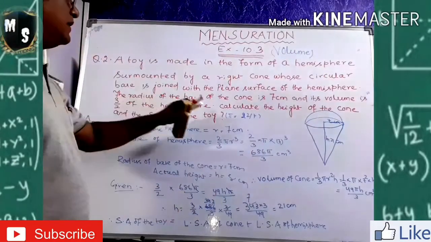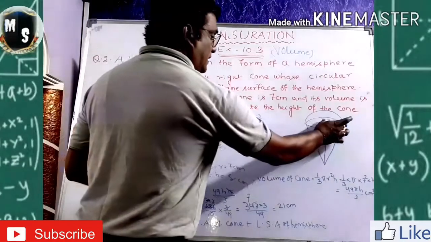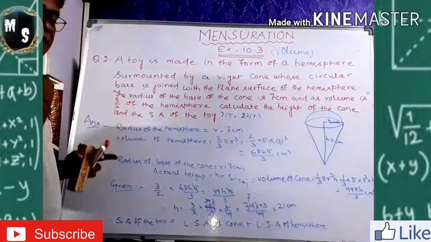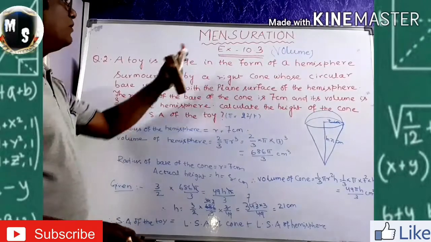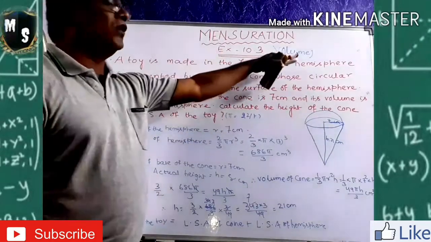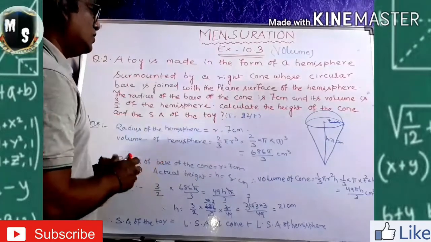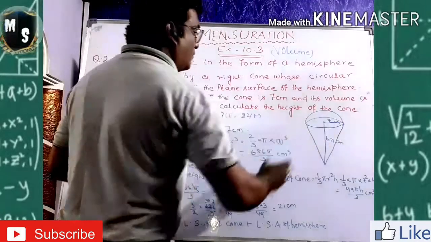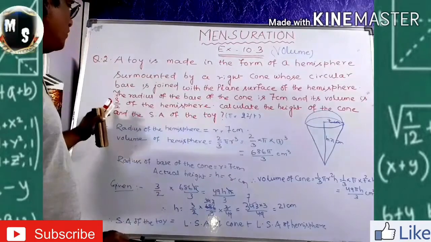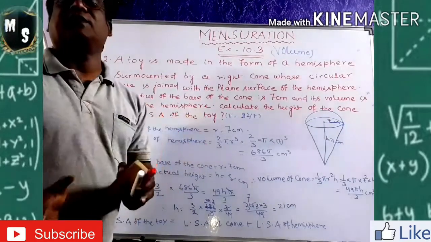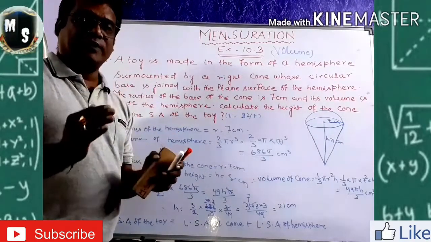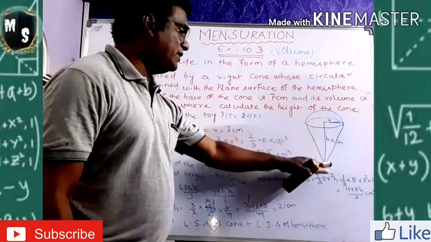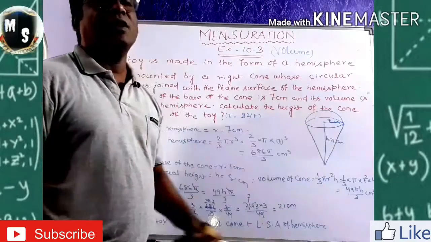The radius of the base of the cone is 7 cm, and its volume is 3 by 2 of the hemisphere volume. As you know, 10.3 is dealing with volumes. So the cone volume is 3 by 2 of the hemisphere volume. That means the hemisphere volume multiplied by 3 by 2 is the cone volume. So calculate the height of the cone, that means the actual height you have to calculate.